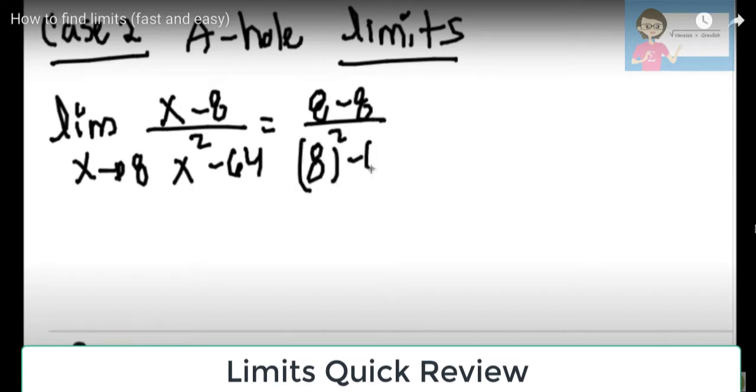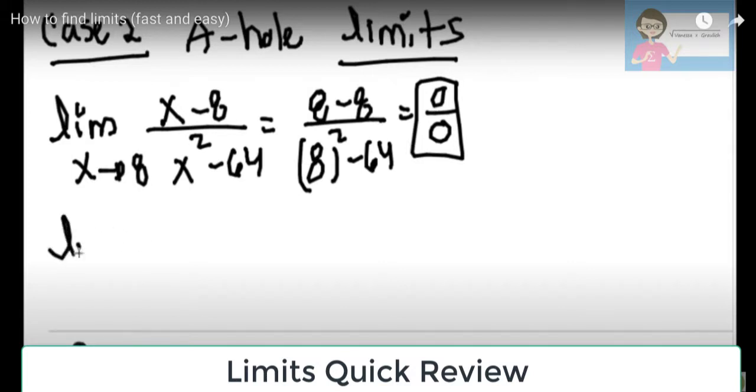When I plug the 8 into the top and the bottom, I figure out that I'm going to get 0 over 0. And I go, AHole limit, what can I do? Well, look what you're going to do. I see that when I plug it in, I get 0 over 0, but I'm going to go ahead and factor first and figure out if I can eliminate the discontinuity.